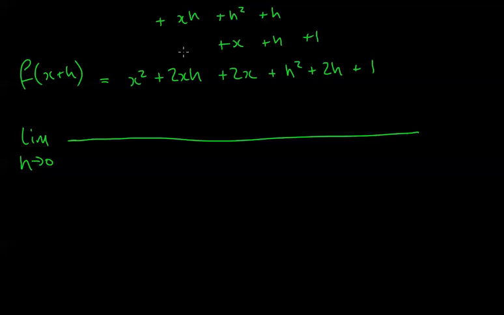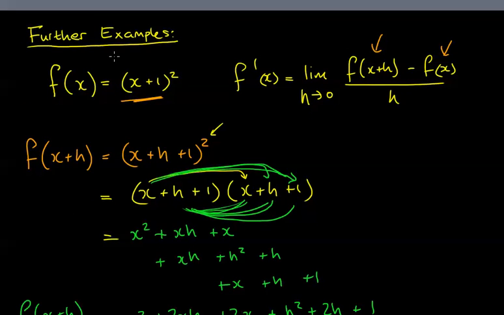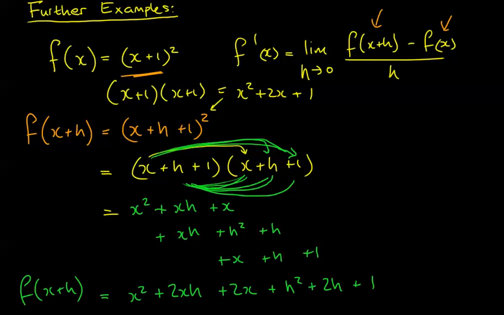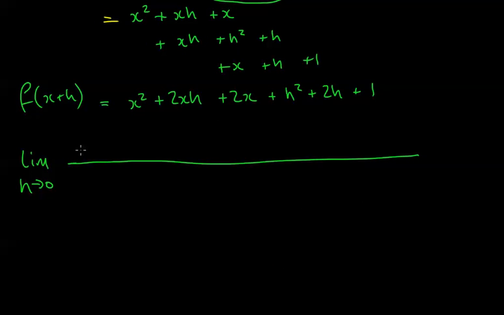Actually, you know what? I should really work out what this is expanded. Let me go up a bit. x plus 1 times x plus 1 is x squared plus 2x plus 1. That's what that is. So now put all this in: x squared plus 2xh plus 2x plus h squared plus 2h plus 1. Subtract x squared, subtract 2x, subtract 1. Divide that by h.